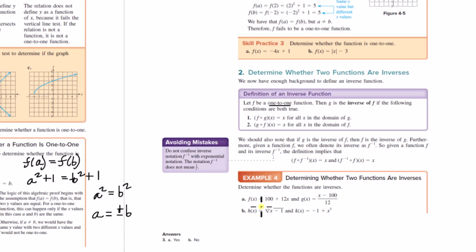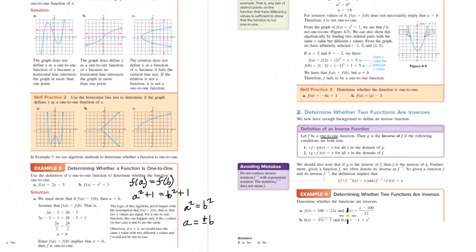However you want to do it, I think what they're going to do is check to see if this is one-to-one, and then you're just going to plug in, you're going to do f of g of x, and you should get x. Then you're going to do g of f of x, and you should get x. So let's take a look.